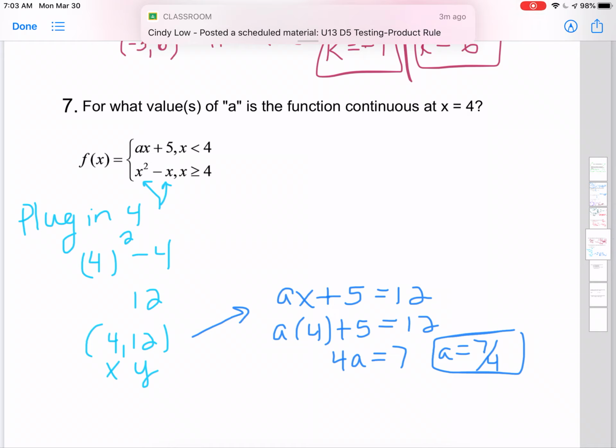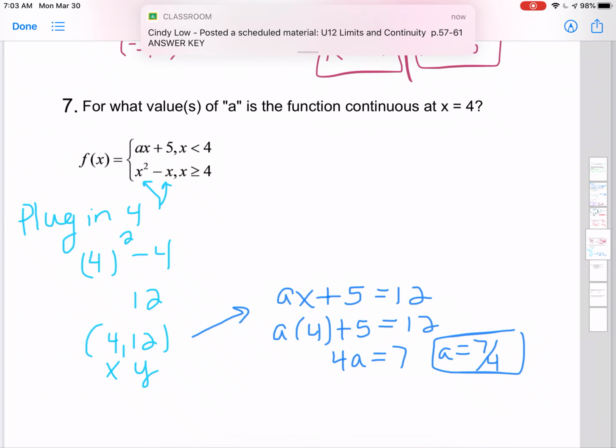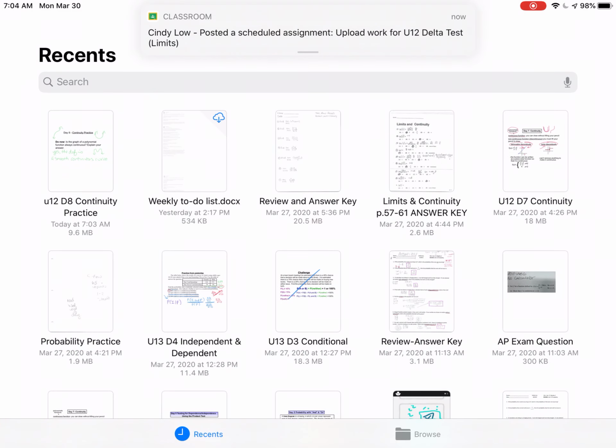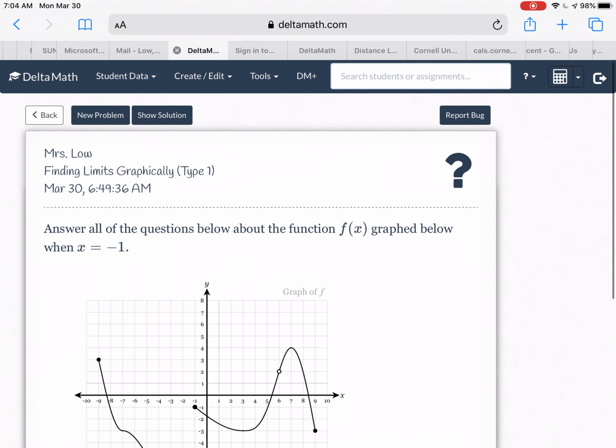Okay, I had one more thing I wanted to show you, so let me see if I can do this. Hold on, I'll figure it out. Wait, maybe I have to hit done. Okay, yeah, there we go.